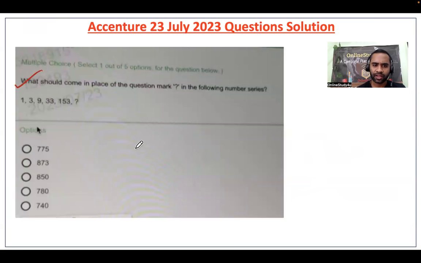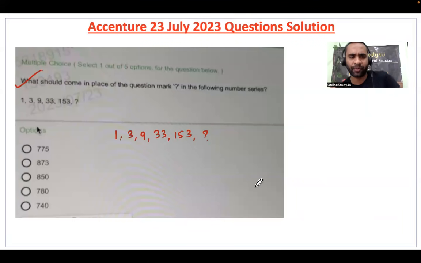Next we have 1, 3, 9, 33, 153, and we have what? Friends, I would like to tell you, for all the number series problems, all these questions are from one shift. We will also be solving from the previous shift questions as well. For all these questions, getting the logic is very, very important, and there might be more than one logic for a question, so it's not mandatory that whatever logic I am getting, you are also getting the same logic, but in any case the answer should be the same.